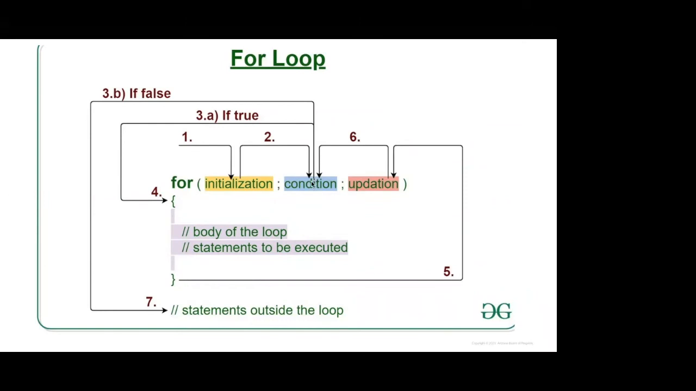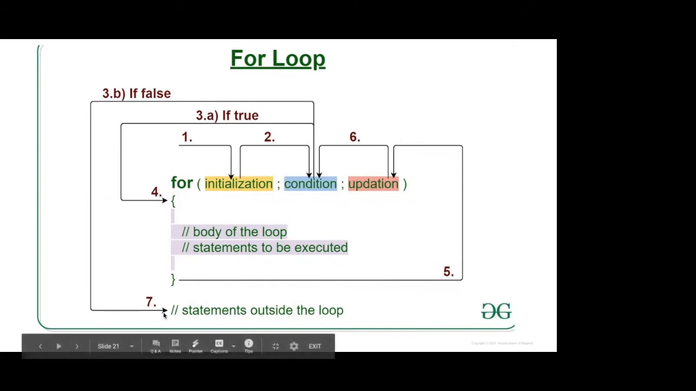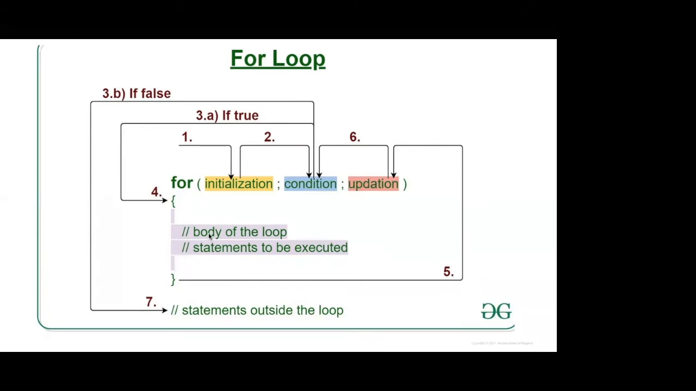Then the second step is to check the condition. It's just like the while loop. If i is less than 2, then do the body part. If not, it will just skip this loop and jump outside of the loop. And the third part: when the body part of the code is executed, it will jump to the third part, which is the update. You can update the loop variable. Therefore, you can take advantage of the for loop.